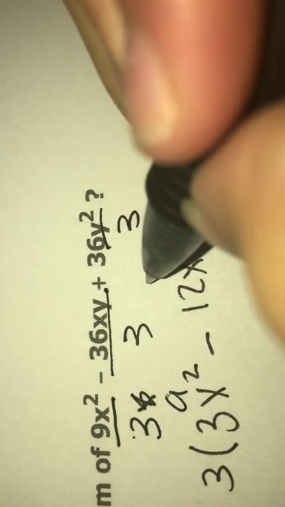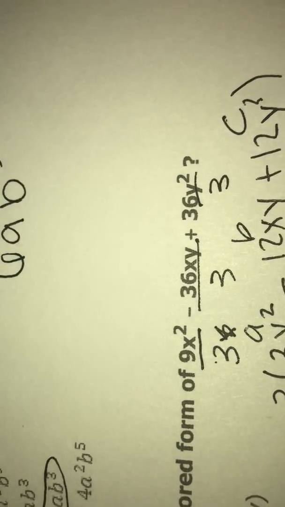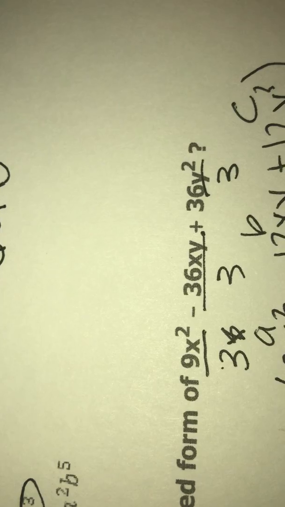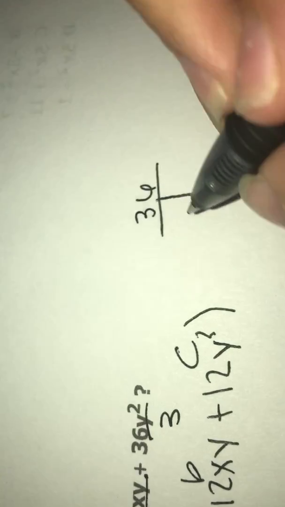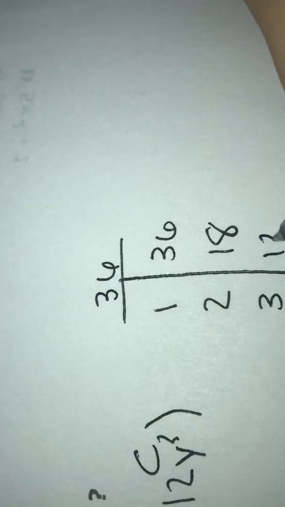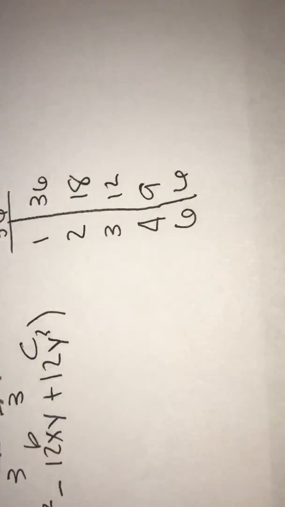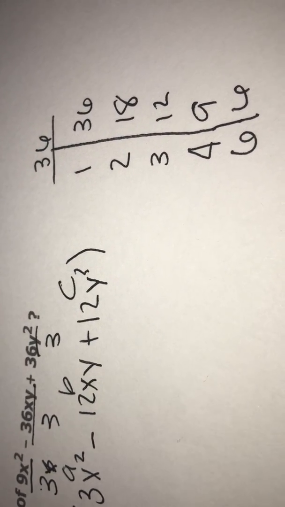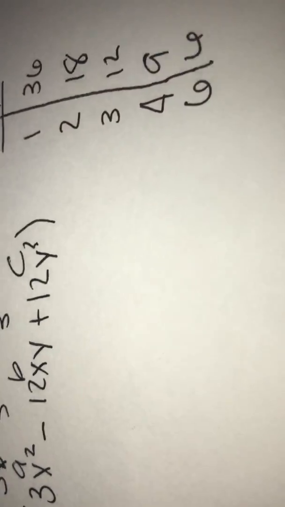Okay, and so the next step would be to multiply the first and the last term, so multiply the a and c terms. So a times c is 3 times 12, which is 36. And then you're going to write down the factors of 36. The factors of 36 are 1 and 36, 2 and 18, 3 and 12, 4 and 9, and 6 and 6. And now you're going to look and see which of those factors gives you 12. And that'd be 6 and 6.